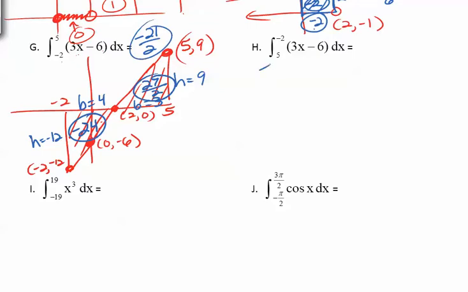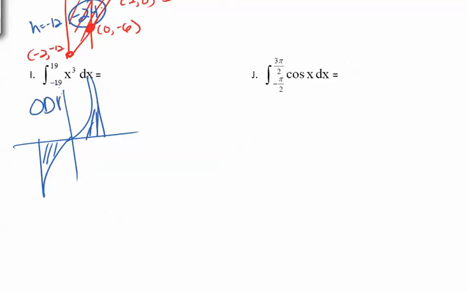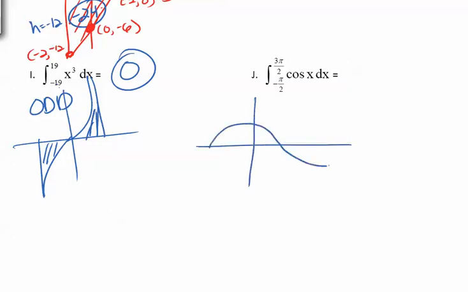Okay, don't spend any time on H, look carefully. Same problem as G, but we've reversed the limits. So we had a negative area, so now we have a positive area. And in I, we have negative 19 to positive 19 of x cubed. So again, there's the visual picture, but we can see it's an odd function. So area of 0 because of the symmetry to the origin. Our cosine wave from negative pi over 2 to 3 halves pi.